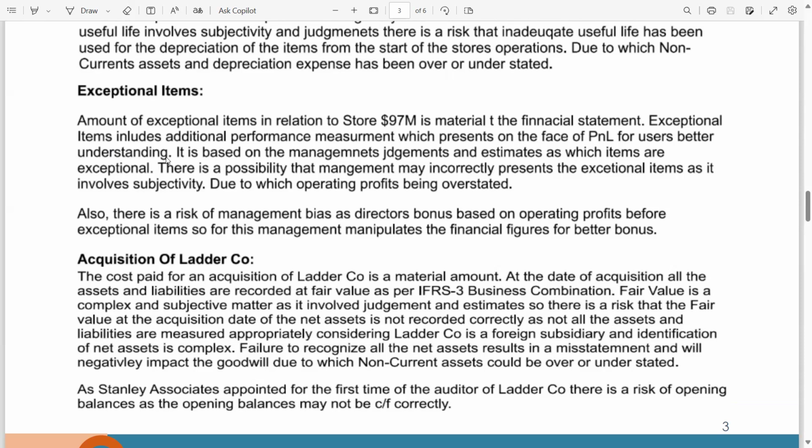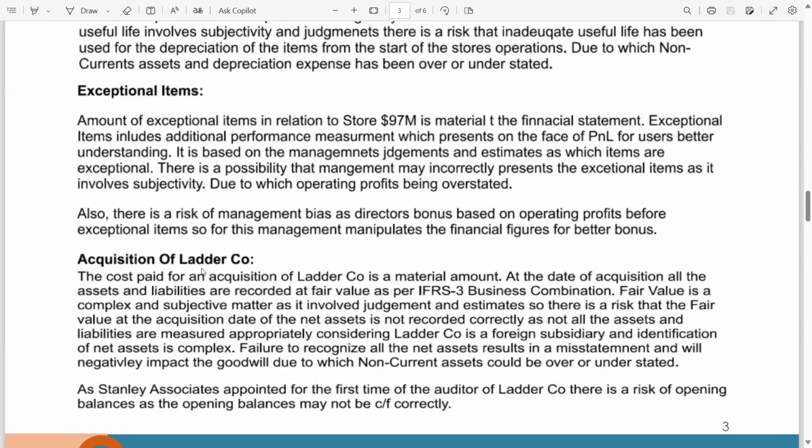It is based on management's judgments and estimates as to which items are exceptional. There is a possibility that management may incorrectly present the exceptional items as it involves subjectivity, due to which operating profits may be overstated. Also, there is a risk of management bias as directors' bonus is based on operating profits before exceptional items, so management may manipulate the financial figures for a better bonus.